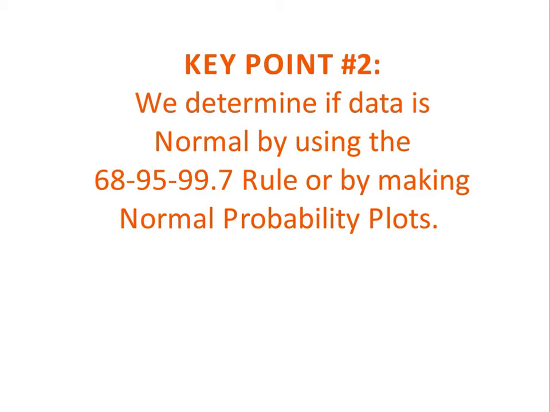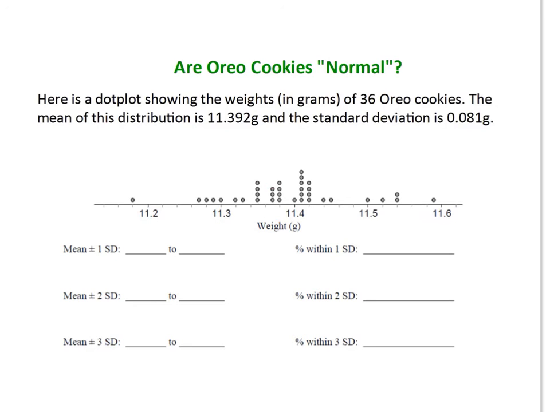So key point number 2, we determine if data is normal by using the 68, 95, 99.7 rule, or by looking at normal probability plots, because they'll be given to you. So we're going to take a look at an example that puts all of this into practice. So it's a really tangible example.